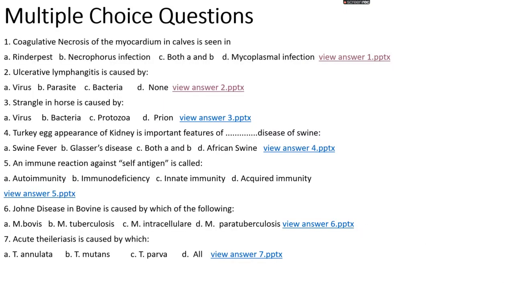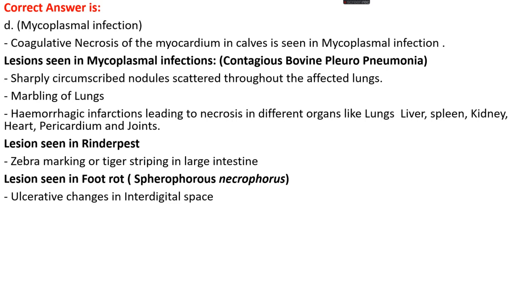Question number one. Coagulative necrosis of the myocardium in calf is seen in option A, rinderpest, option B, necrophorus infections, option C, both A and B, or option D, mycoplasmal infections. The right answer is option D, that is mycoplasmal infections. Coagulative necrosis of the myocardium in calf is seen in mycoplasmal infections.